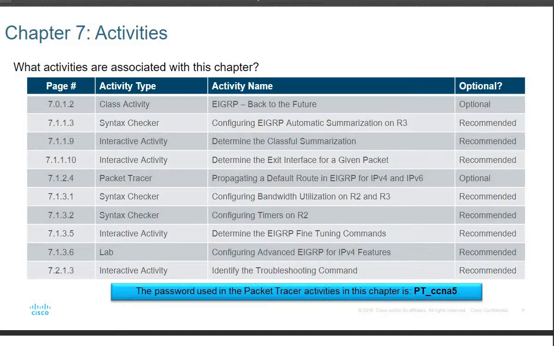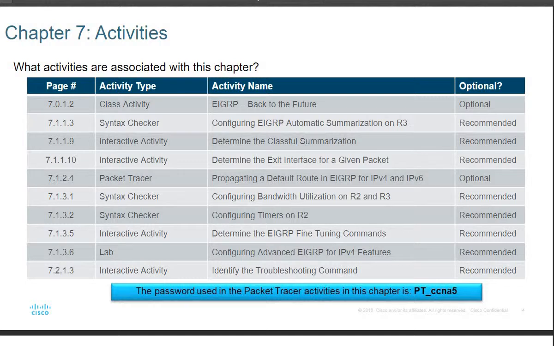What activities are associated with this chapter? Chapter 7 activities: page number, activity type, activity name, optional. 7.0.1.2 Class Activity, EIGRP Back to the Future, optional. 7.1.1.3 Syntax Checker, Configuring EIGRP Automatic Summarization on R3, recommended.